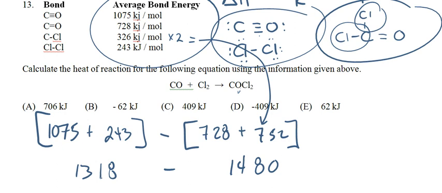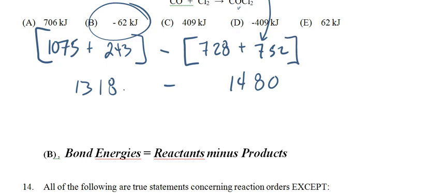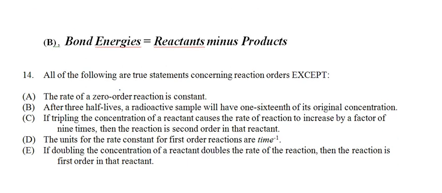Huh. I may have done some crazy math here. Yeah, I did do some crazy math. I think it looks... Alright, so I'm guessing B. Yeah, that is weird. Oh well. Okay, so, yeah, make sure you take reactants minus products on that.